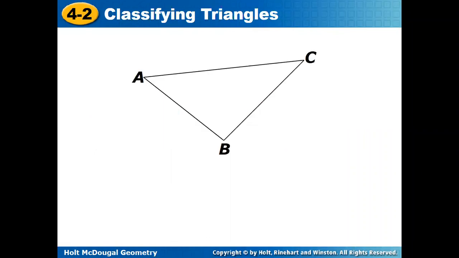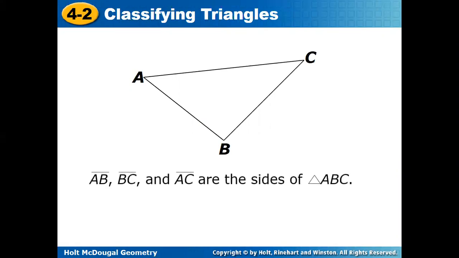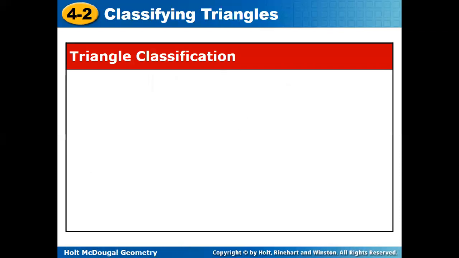Now we have a triangle with three sides, AB, BC, and AC, or the sides of the triangle ABC. Also, the vertices of this triangle are A, B, and C. The triangle classification, let's start with angle measures, okay?